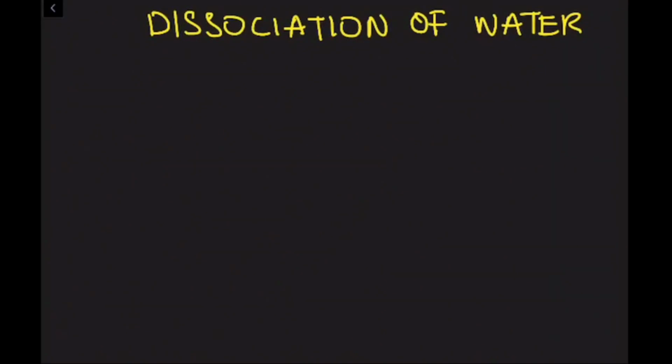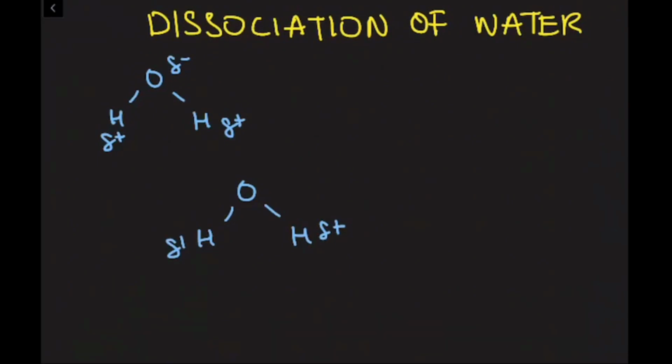Let's get started. First, we're going to be looking at the dissociation of water. Like we talked about before, water molecules are attracted to each other and form hydrogen bonds. This is what that looks like. You have a water molecule, H2O. The oxygen has a partial negative charge, the hydrogens have partial positive charges, and another water molecule that looks exactly the same. Partial positive charges, partial negative charge on the oxygen.